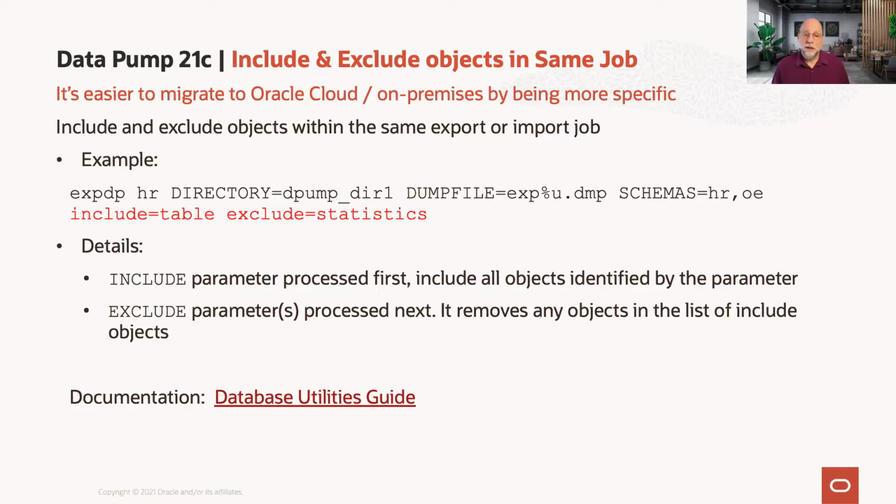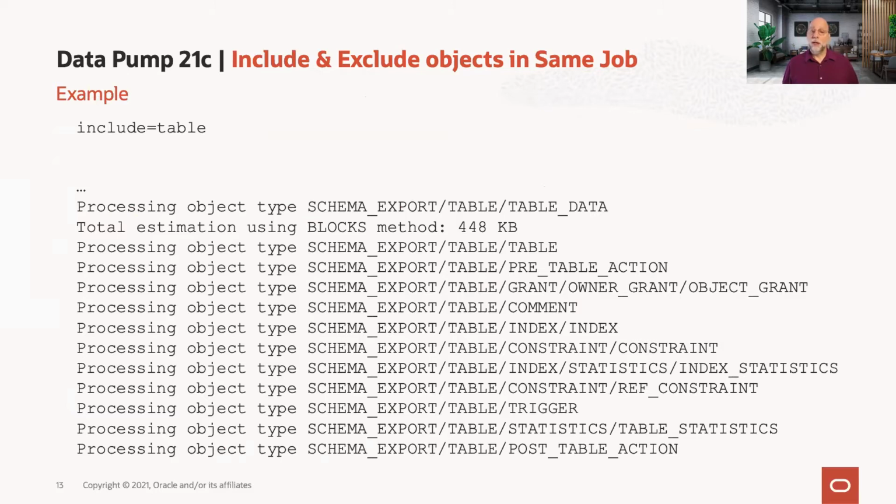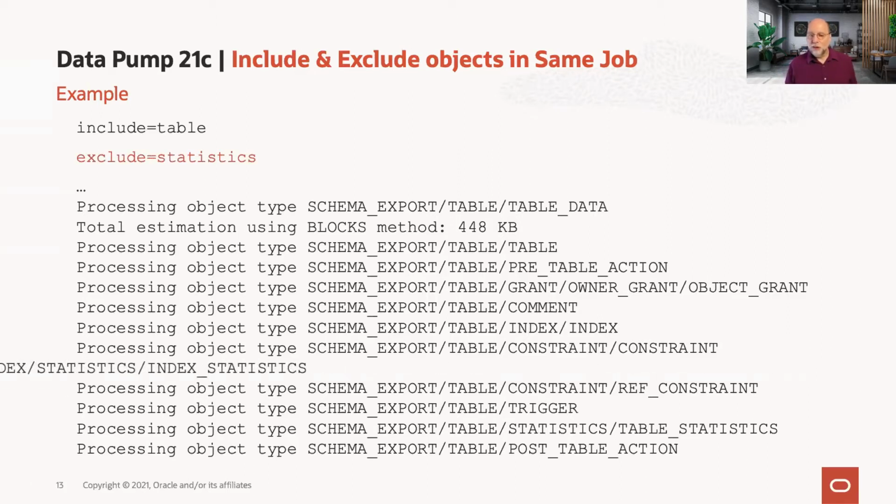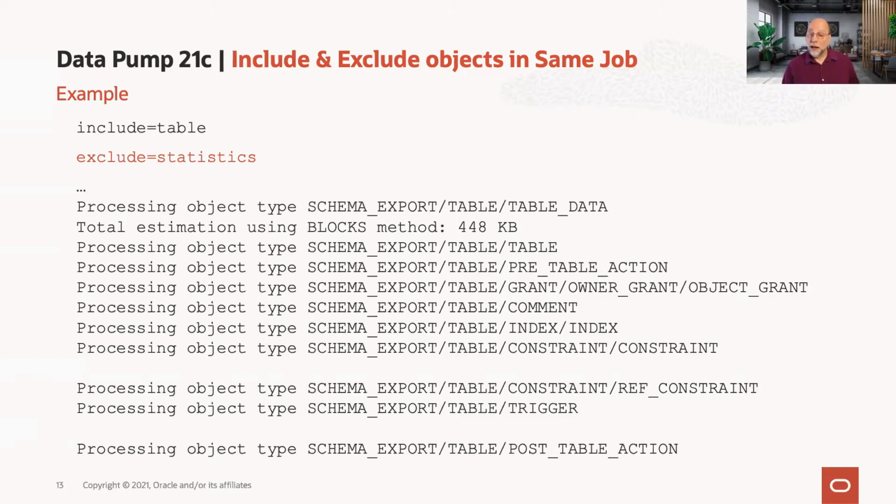The specific way this works is that we start with the include or the exclude. With include, you're saying I only want this type of object. So if you said include equals table, we would get everything that was a table definition and everything related to tables in the object path here. You see we're getting tables, table comments, the indexes on the tables, the table data, the table statistics, and so on. If you add exclude statistics, then those two rows wouldn't show up in your log file. We would not get the table stats as part of that import.